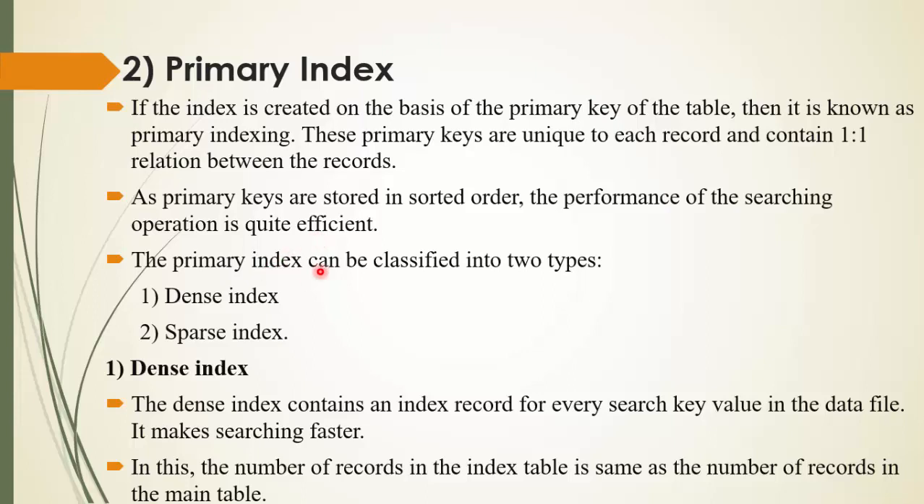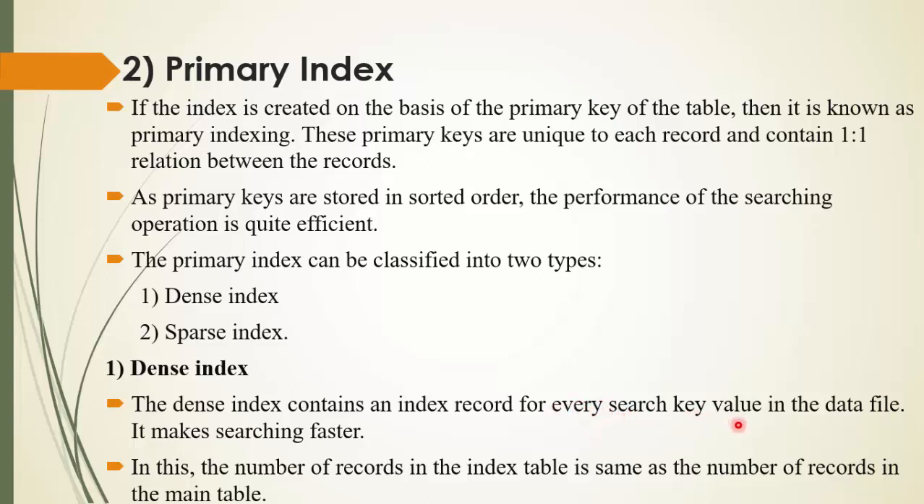The primary index can be classified into two types. First is dense index and second is sparse index. So first is dense index. The dense index contains an index record for every search key value in the data file. It makes searching faster. So in a dense index, if we have, suppose, 50 records in one file, then we have 50 search keys.